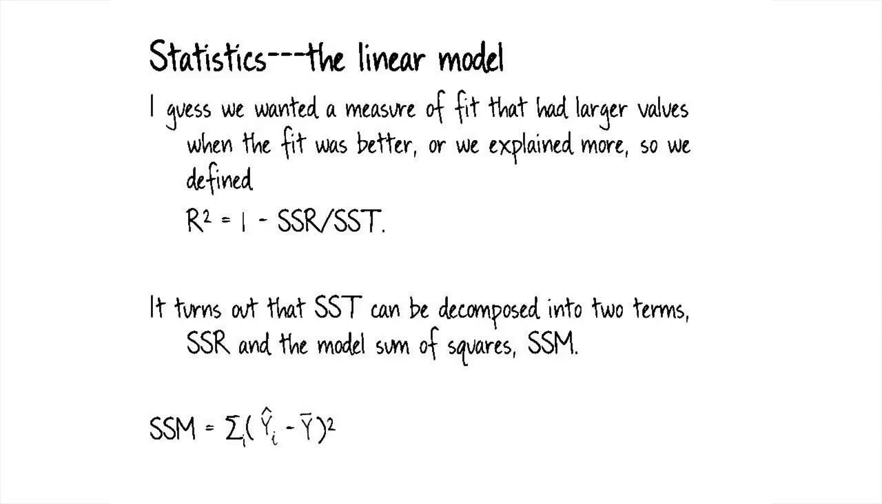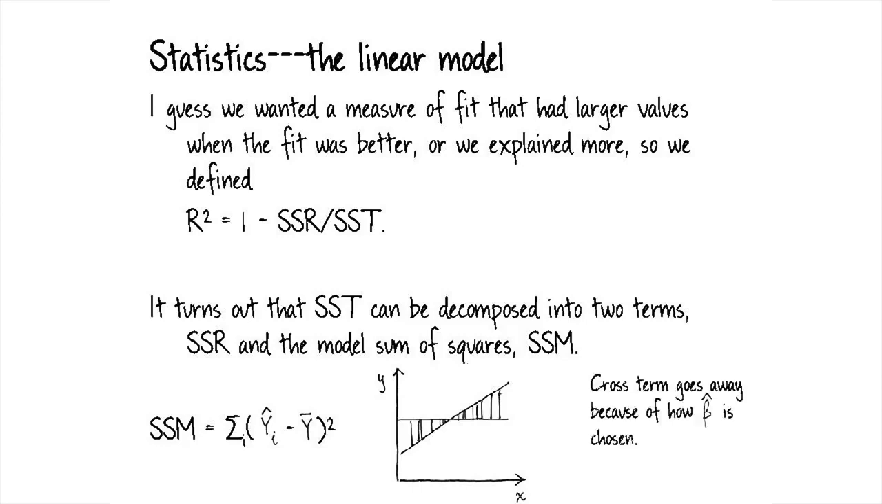And it turns out that the total sum of squares can be decomposed into two terms, the residual sum of squares and something called the model sum of squares. And so then R squared could also be written as just the model sum of squares over the total sum of squares. Okay? Here's the model sum of squares, and here's a picture of it. It's just the difference between the fitted value and y bar. Oh, that's just something about the decomposition. Okay.